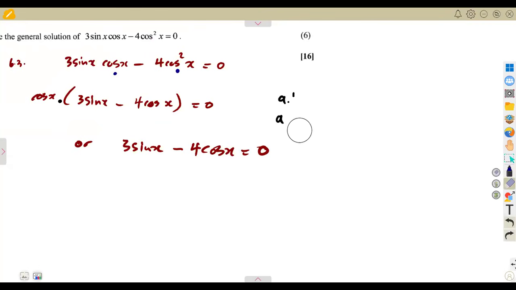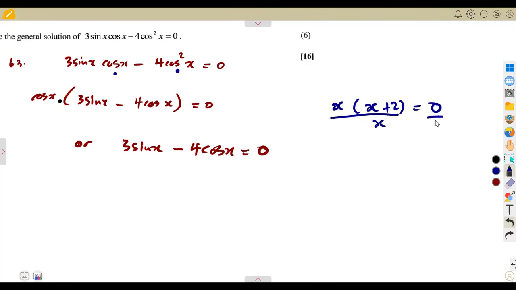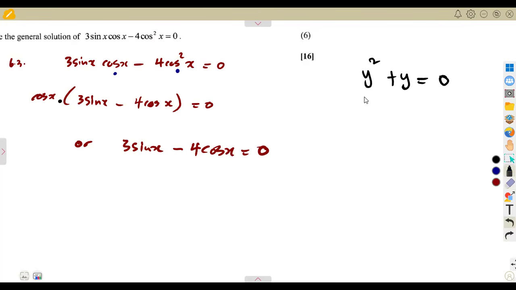It is just like in your algebra. If you are given x into the bracket of x plus 2 is equal to 0, you don't divide by x and say x plus 2 is equal to 0. No, you don't do that. The same way that you're solving your algebraic expression to say either this is equal to 0 or this is equal to 0 is the same concept. Even before, if this is y squared plus y is equal to 0, you don't divide by y because there's a y and a y. You have to factor out.